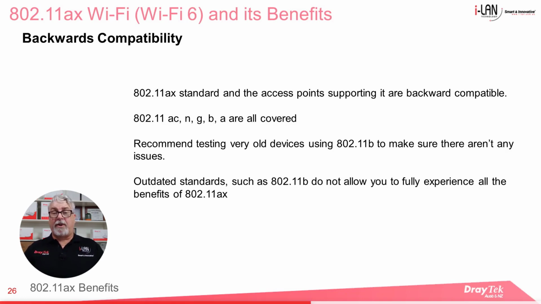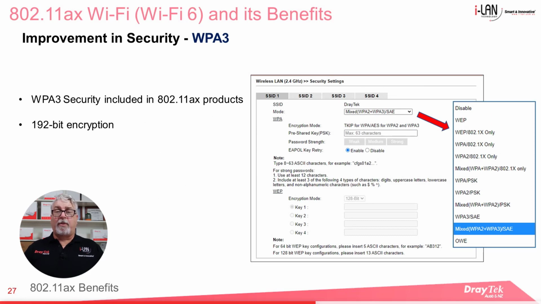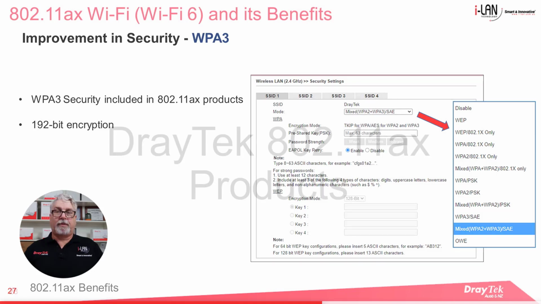Also keep in mind that if you're using an older device running an older wireless standard, such as 802.11b, you won't be able to fully experience the benefits of 802.11ax's features. The final benefit I'll mention is that 802.11ax also includes updates to wireless security, such as the WPA3 security standard, which uses 192-bit encryption instead of the 64 or 128-bit we got in WEP and WPA2.